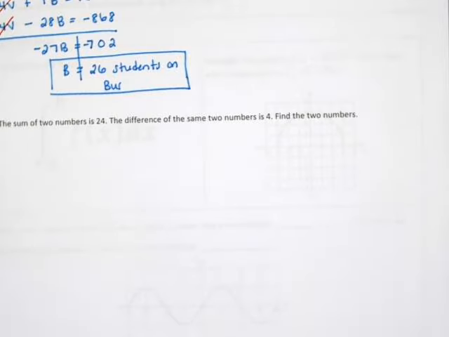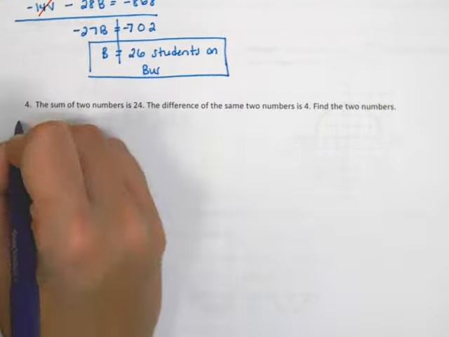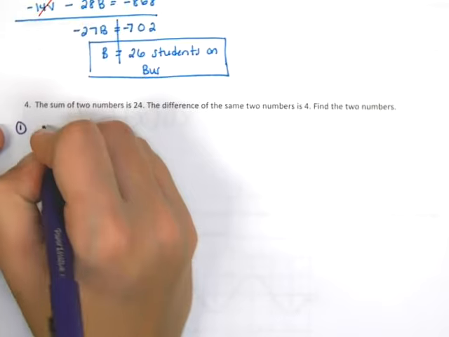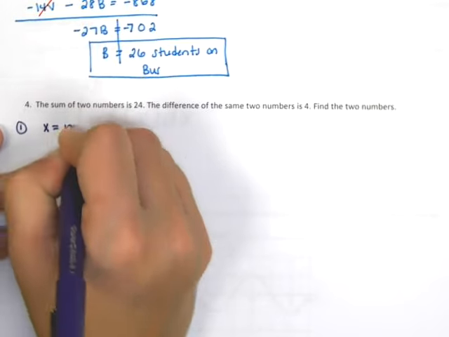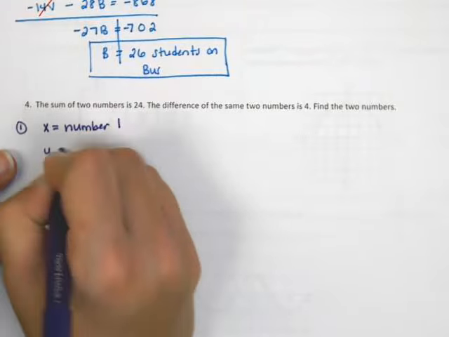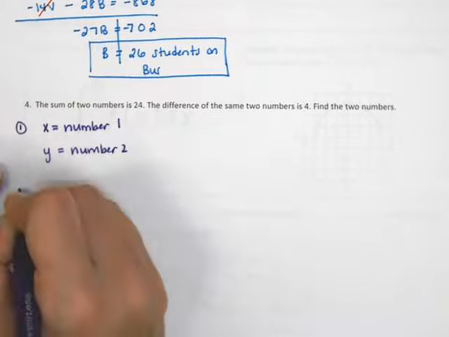One last problem, and then we're good to go. It says the sum of two numbers is 24. The difference of the same two numbers is 4. Find the two numbers. So here we're trying to find two numbers. It doesn't say there are any specific kinds of numbers. So for these types of problems, I would just call them x and y. So x equals number 1, and y equals number 2.